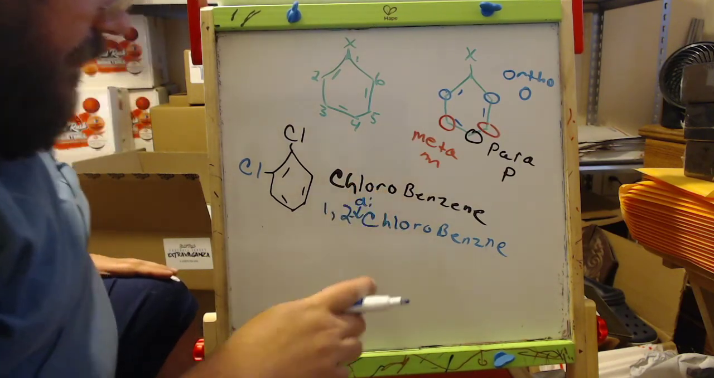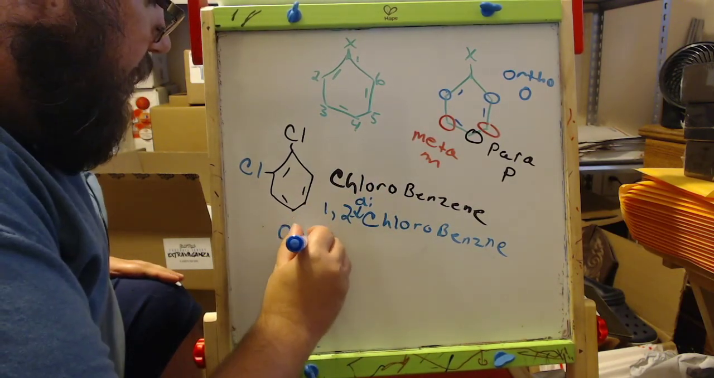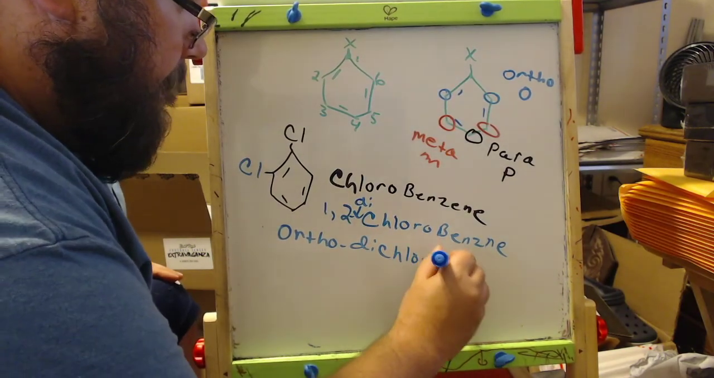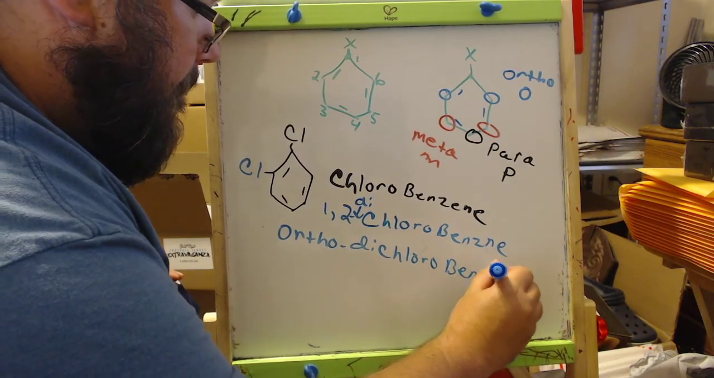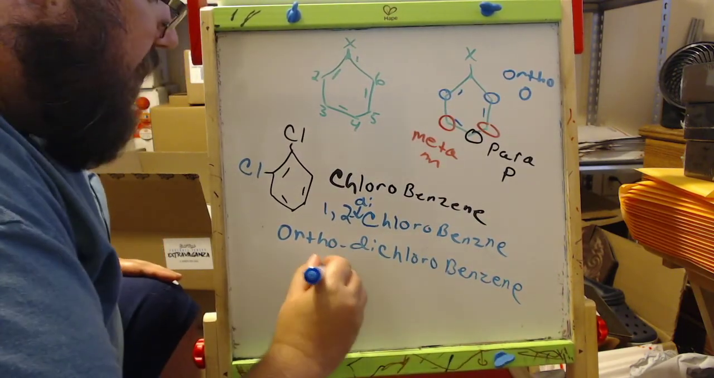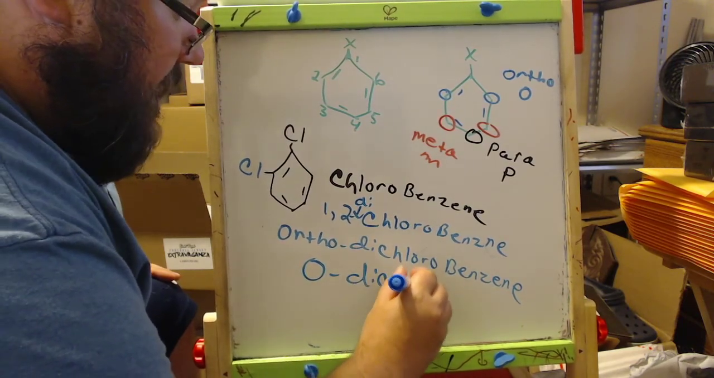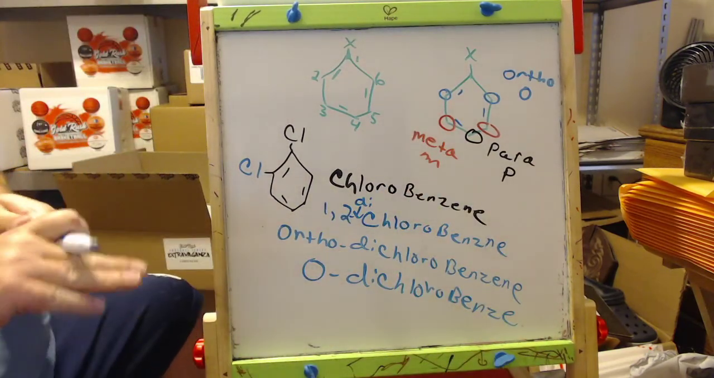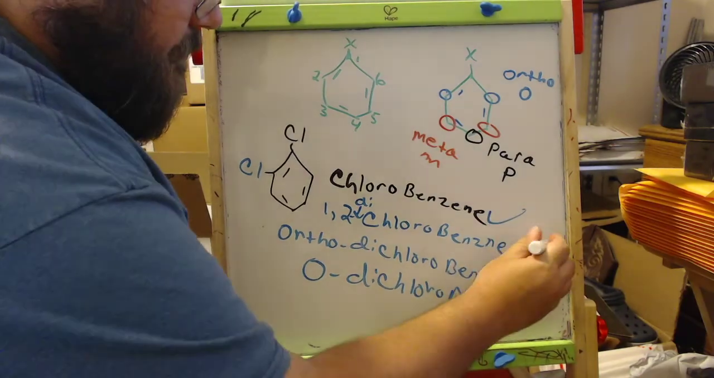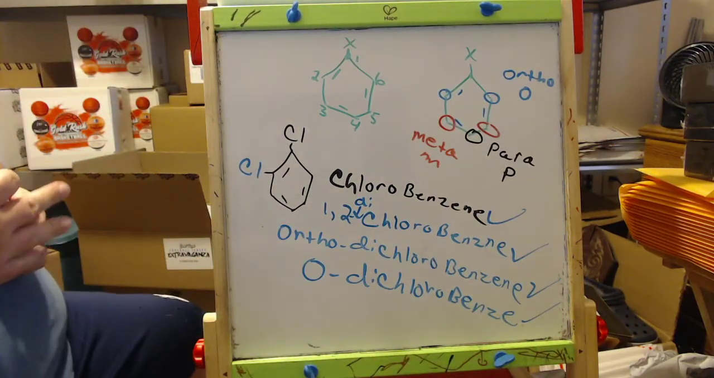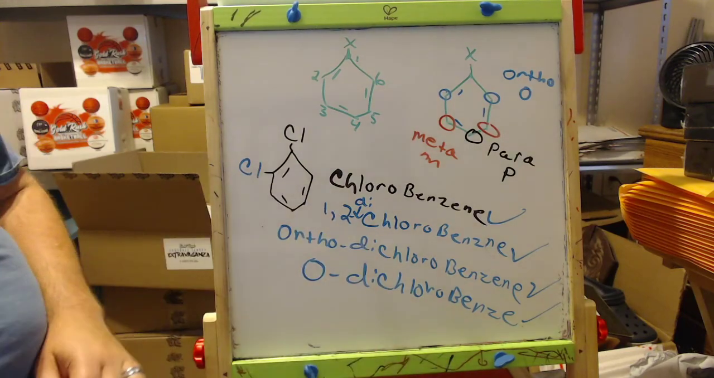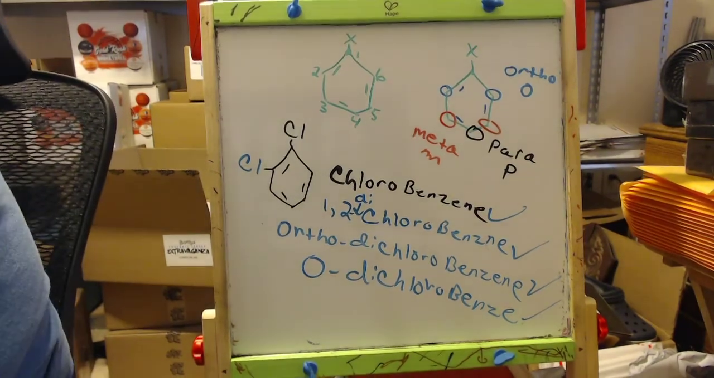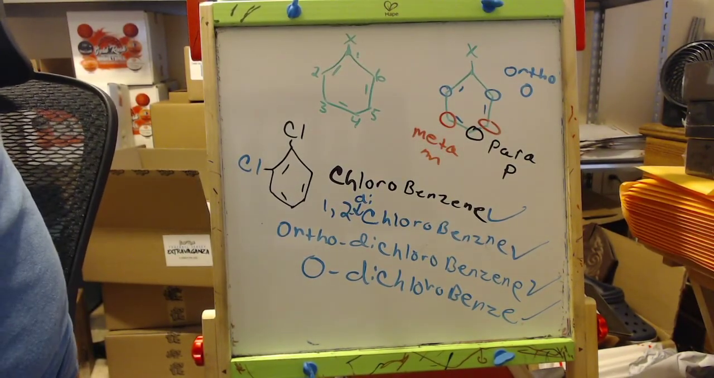But I can also call this ortho-dichlorobenzene. I can also call this O-dichlorobenzene, and all of these are correct. I know what you're going to say. So, which one do I need to know for the exam? All, because all are accepted. I could do it the 1, 2 way, I could do it the ortho way, whatever it is.